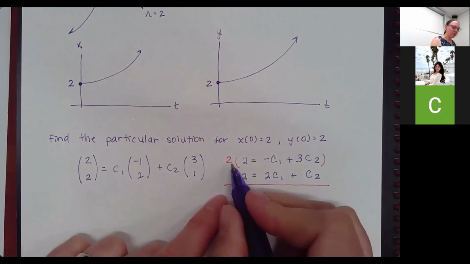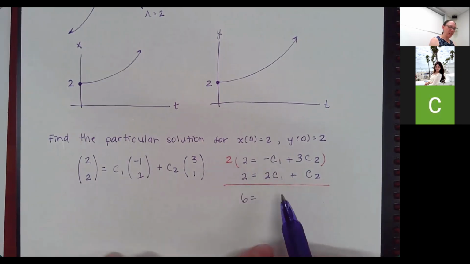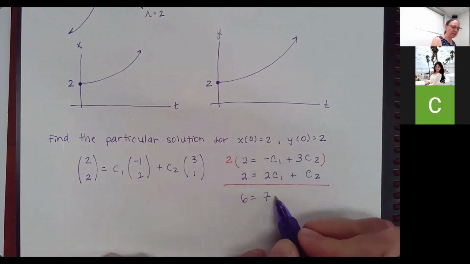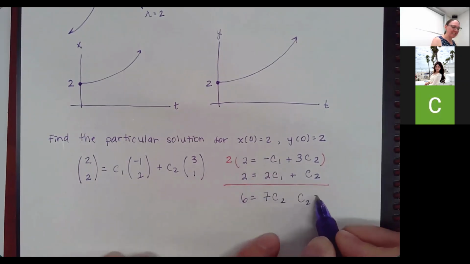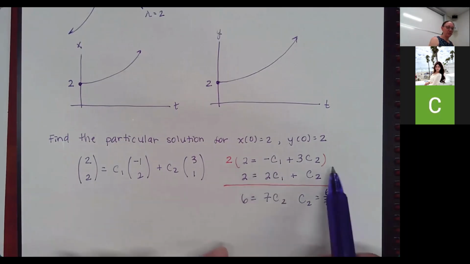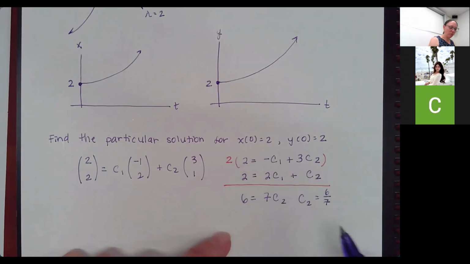So 2 times 2, 4 plus 2, so I've got 6. My c1s would then cancel out, and I would have 6c2 plus 1 more c2, so 7c2. I get 6/7 for c2. And then it doesn't matter which one we plug it back into to get c1. I'm going to choose the top equation just because the coefficient on c1 is just a negative 1.